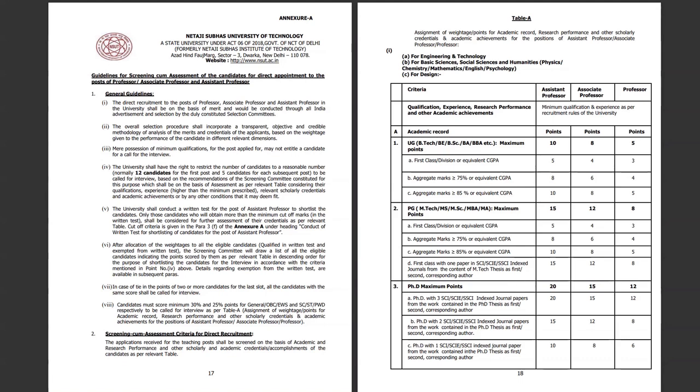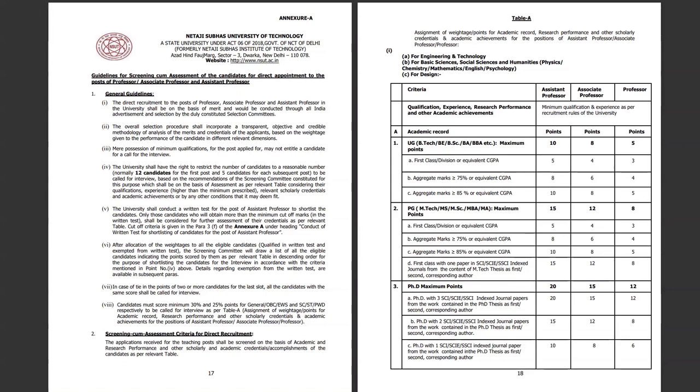Similarly, in MTech also, the maximum is 15 marks. For first class or equivalent CGPA, you will get 5 marks. Marks of 75% or more get 8 marks, and more than 85% gets 10 marks. If you have done your MTech with one journal publication indexed in SCIE or SSCI, you will get 15 marks.